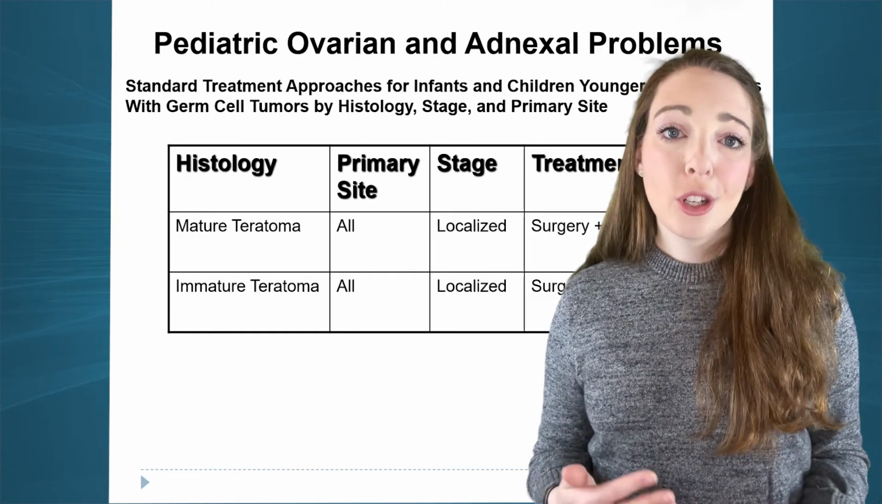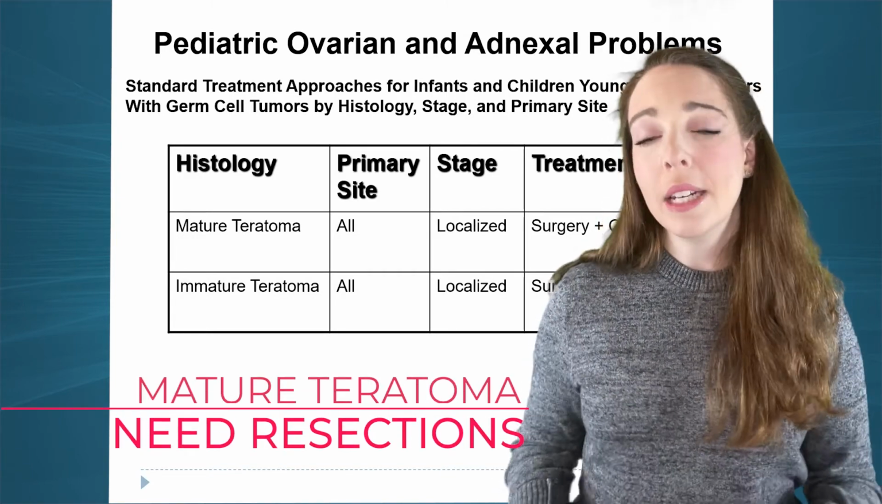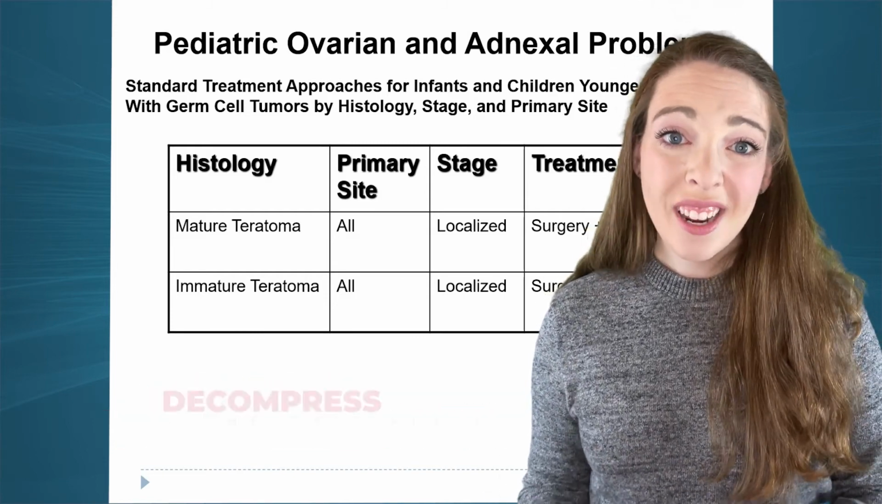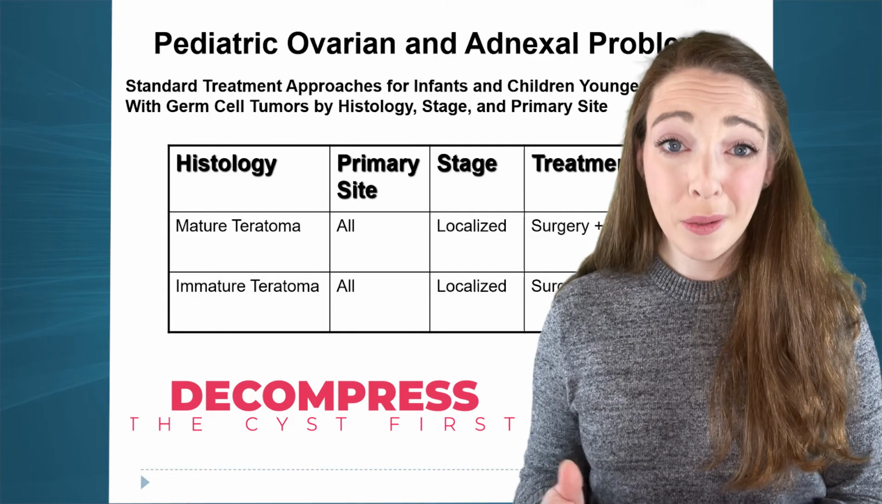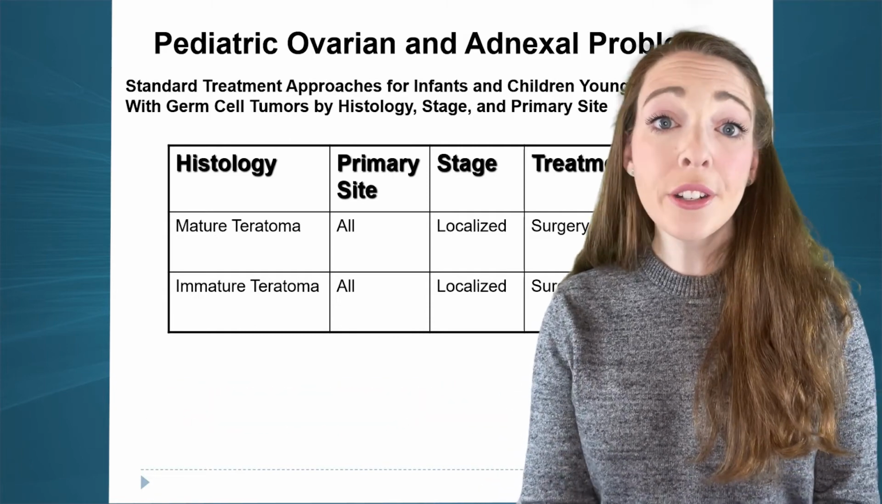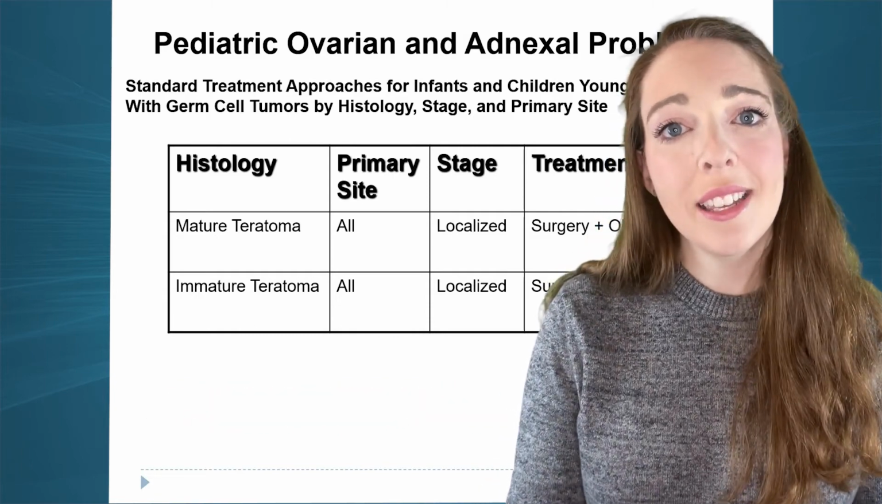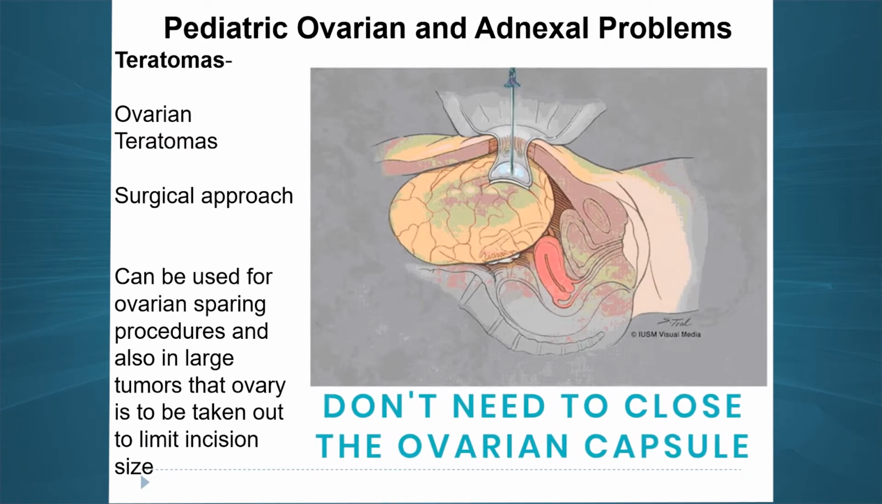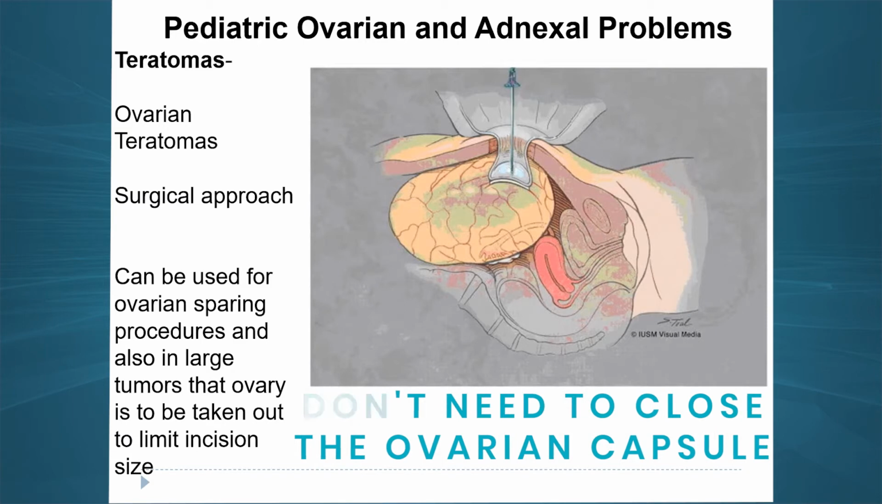In patients with a mature teratoma, we know those need resection. So in those with a cystic component, it's safe to try and decompress the cyst first. It will probably improve access to the teratoma and increase your chances of ovarian preservation. Yeah, so you can definitely do that. And if you can find that plane, you can shell out the mass and leave the ovary alone. You do not need to close the ovarian capsule. People always say you do. You do not. There's no data to show that you need to.